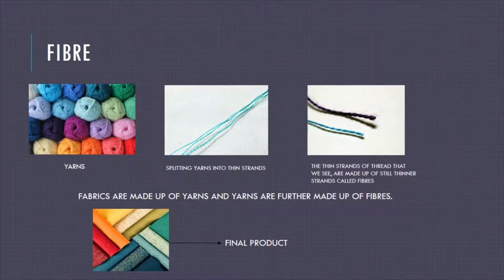For example, take a yarn or a thread of a material and scratch it with your nail. The yarn will split into thinner strands. Again, scratch the thinner strands with your nail. Thin strands of the thread that we see are made up of still thinner strands called fibers. From this, we conclude that fabrics are made up of yarns and yarns are further made up of fibers. Now, let's see where this fiber comes from.